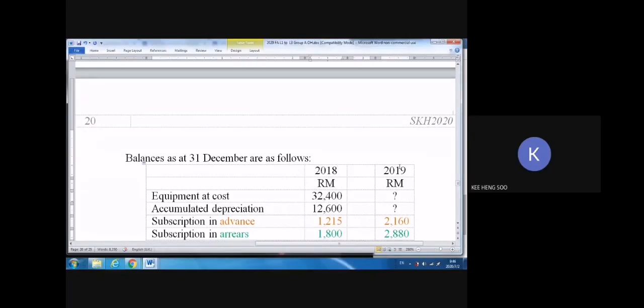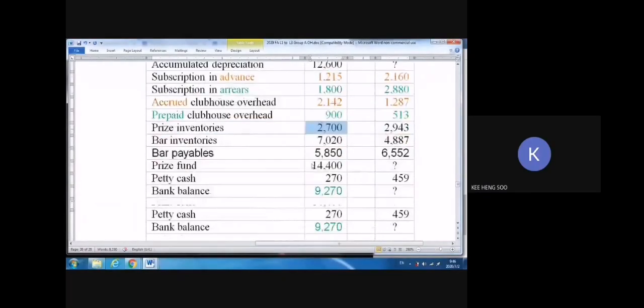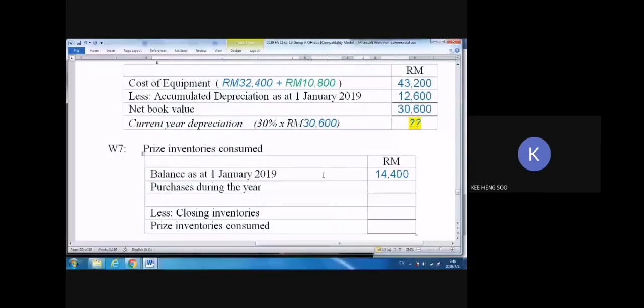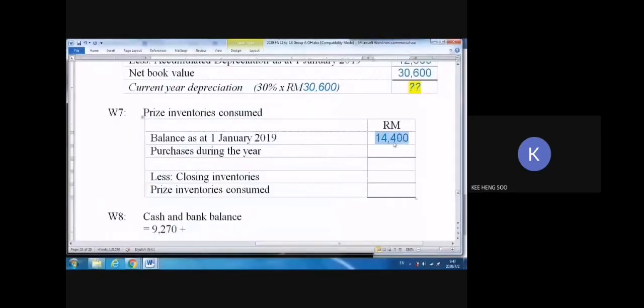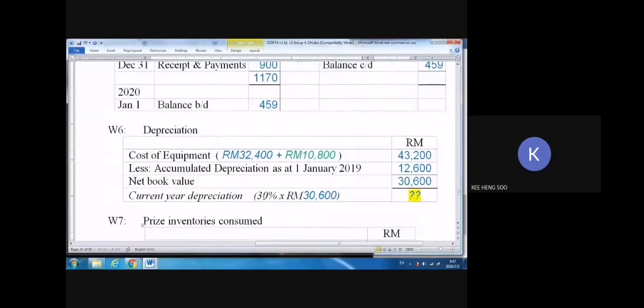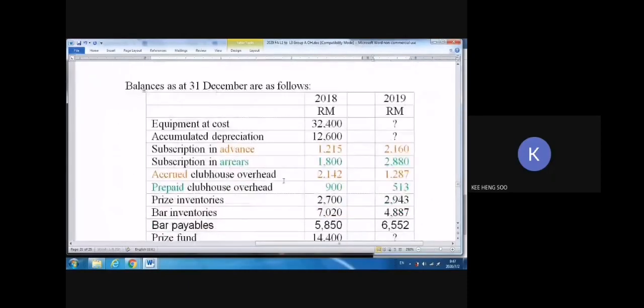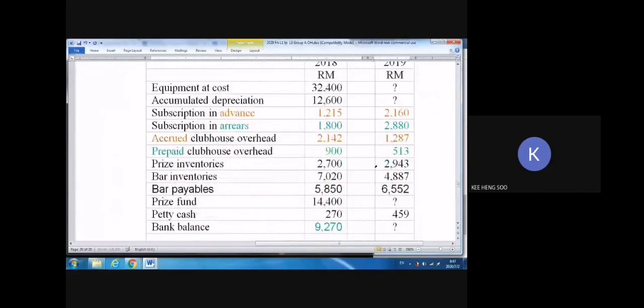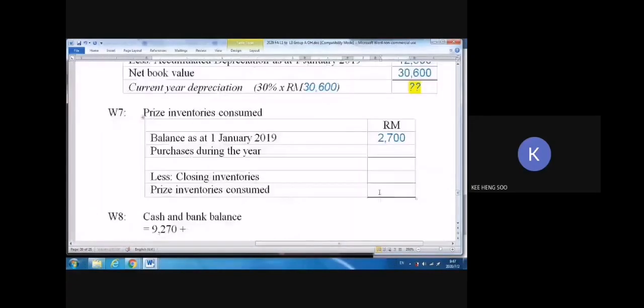Okay, next. Sorry, price inventory is 2007. And then closing inventory is also given in the question. Price inventory 2943.